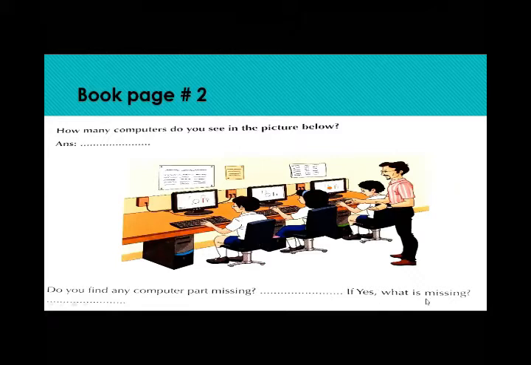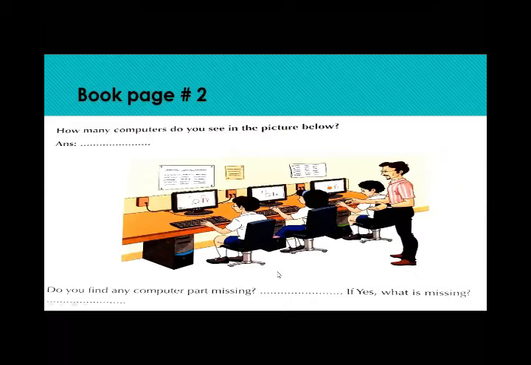Now, what is missing? Which part is missing? We have seen monitor, keyboard, CPU. What is missing? Yes, mouse is missing. So in the next blank we will write mouse. Okay, hope you have done this.